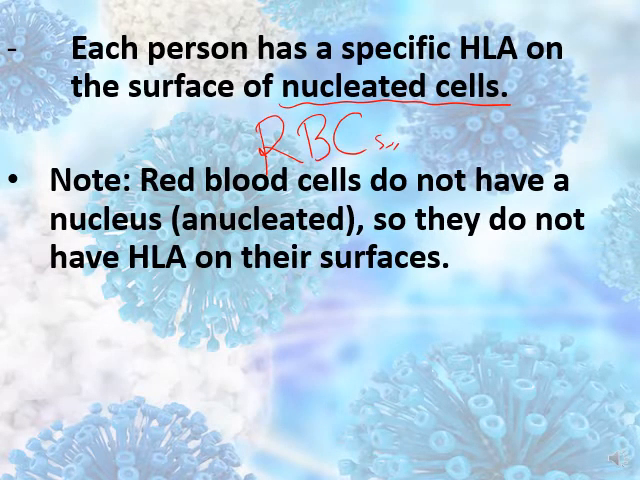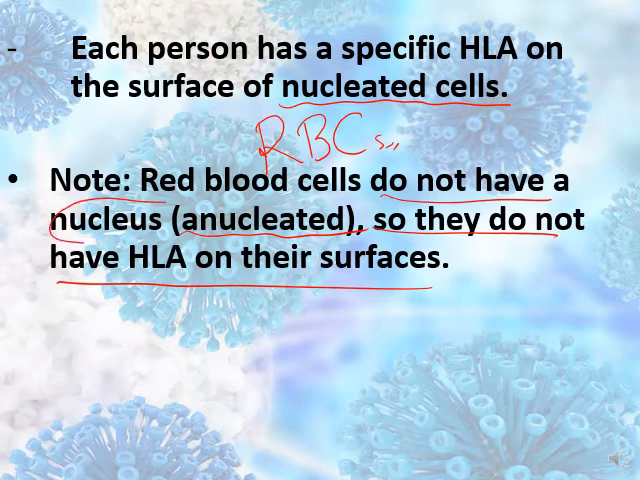They don't have a nucleus. So they don't have HLA. That's why we can donate blood for any person. So we don't have HLA. So the immune system will not attack these red blood cells and will not consider them as non-self. Why? Because they are anucleated, meaning that they don't have nucleus.